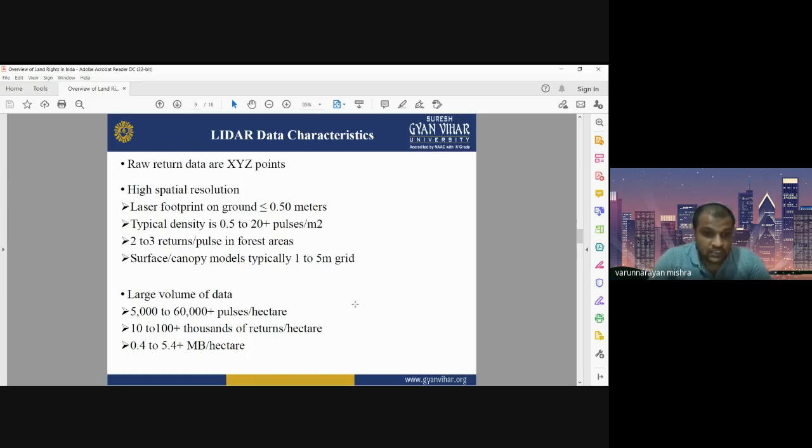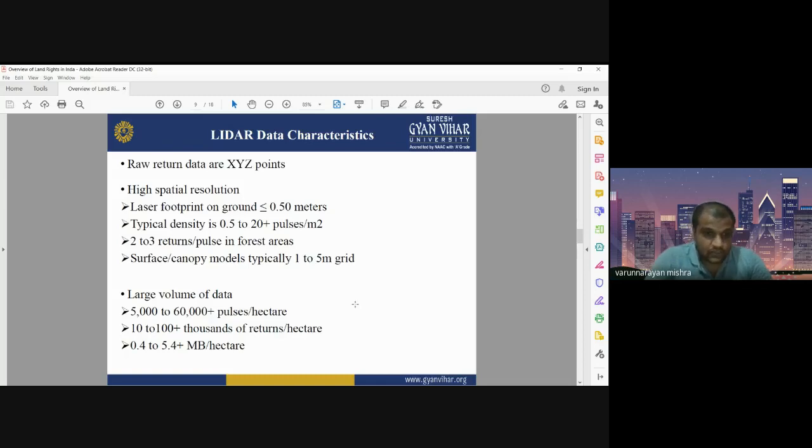The third one is 2 to 3 returns per pulse in the forest area. If you are scanning the forest area, the criteria is that you should have at least 2 to 3 returns per pulse. It means for each pulse you may have 2 to 3 returns of that energy. And if you are using the lidar for surface or canopy mapping, typically it will provide you 1 to 5 meter of the grid. Means the spatial resolution, or the grid size or the pixel size, will be between 1 to 5 meter.